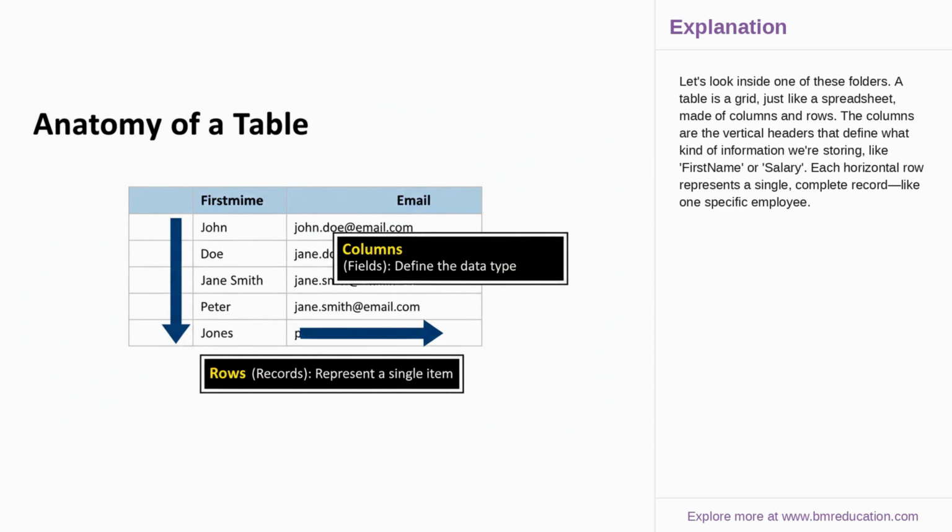A table is a grid, just like a spreadsheet, made of columns and rows. The columns are the vertical headers that define what kind of information we're storing, like first name or salary. Each horizontal row represents a single, complete record, like one specific employee.